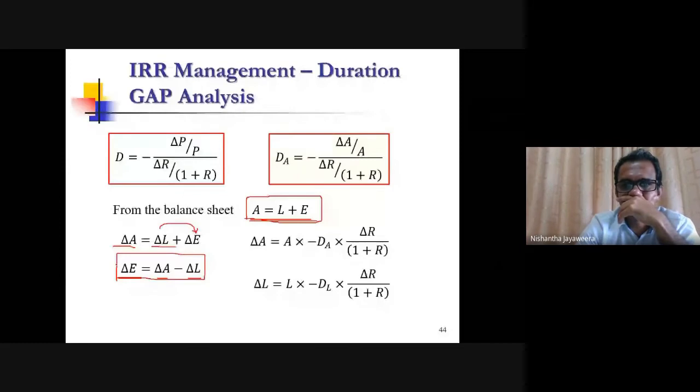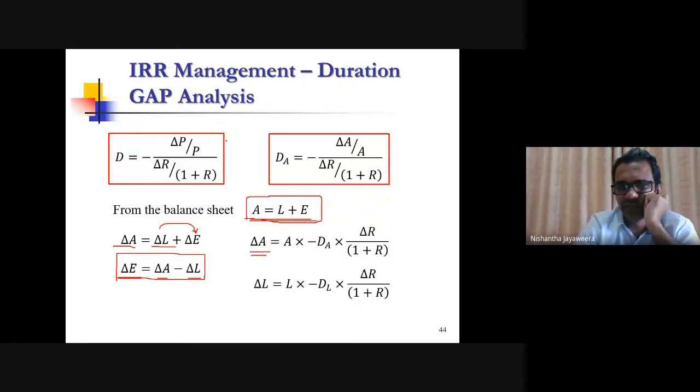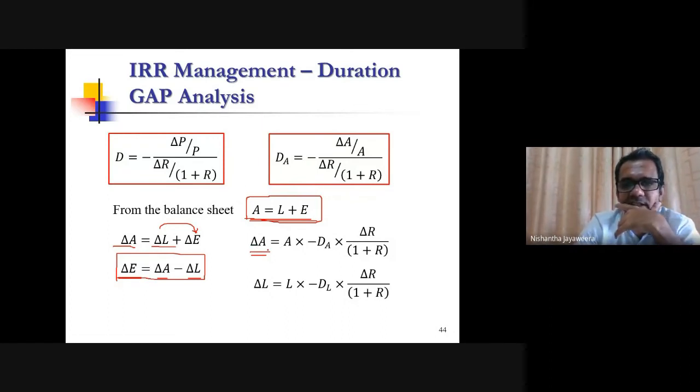Now I'm going to get an equation for a change in asset using this duration equation. You know, how do you find the change in asset value? It is the value of the asset times the modified duration times the change in yield.